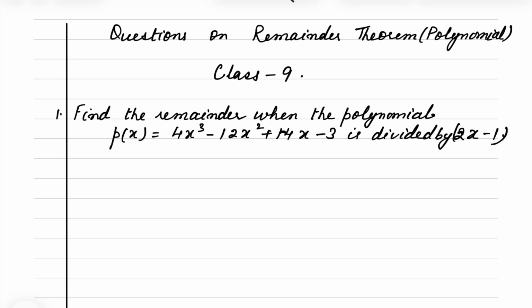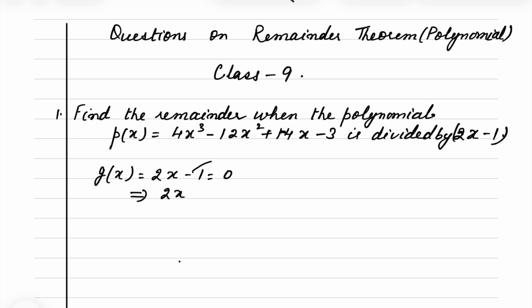Hello children. So here I have taken questions on remainder theorem, polynomial chapter, class 9. Question is, find the remainder when the polynomial is divided by 2x minus 1. So first we suppose it is g(x), which is the divisor. We equate it to 0 and find the zero of the polynomial. So now we will solve it.